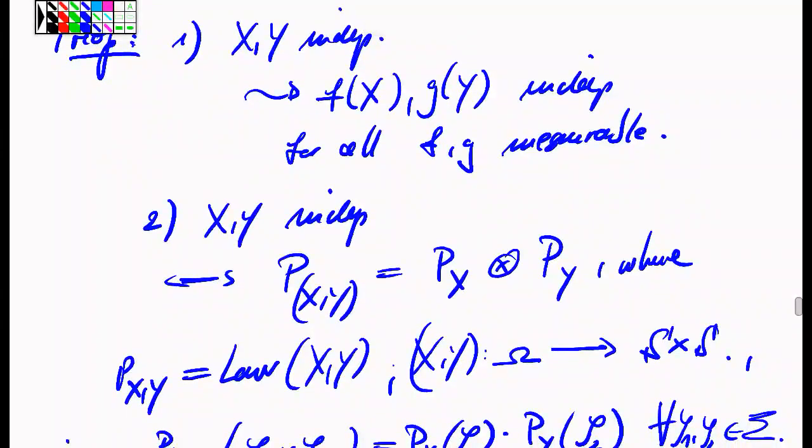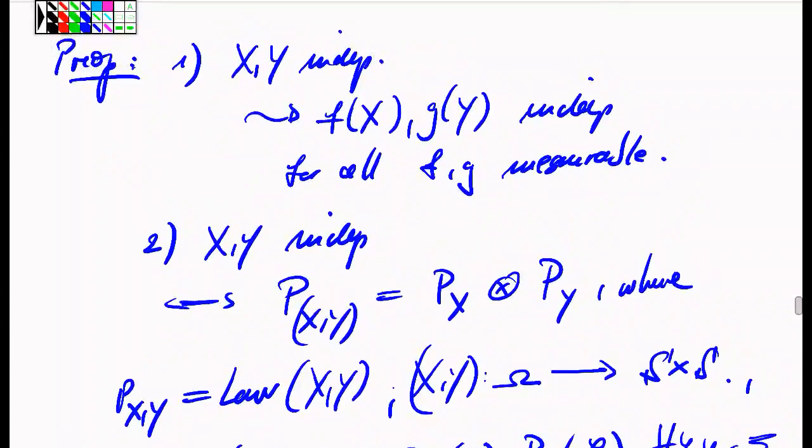The first statement is a consequence of independence of random variables, namely if X and Y are independent, then all subsequent transformations of X and Y alone by pairs of functions f and g which are measurable, then those resulting pairs of new random variables f of X and g of Y are again independent.